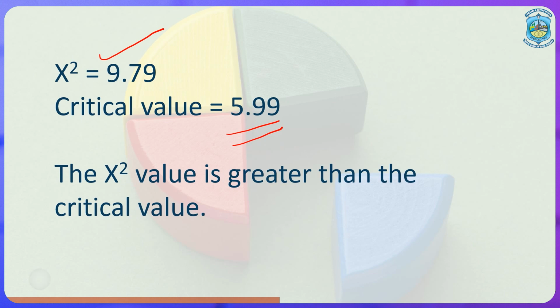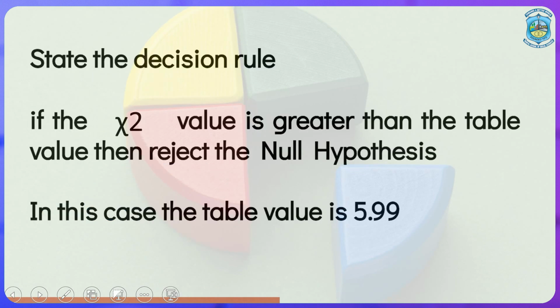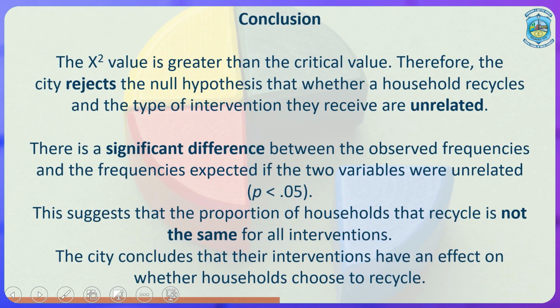So, now is the time to state the decision rule. If the value of the chi-square is greater than the table value, then we are in a position to reject the null hypothesis. In this case, the table value is 5.99. Therefore, we can certainly say that we are in a position to reject the null hypothesis and accept the alternative hypothesis. Right. So, the chi-square value is greater than the critical value.